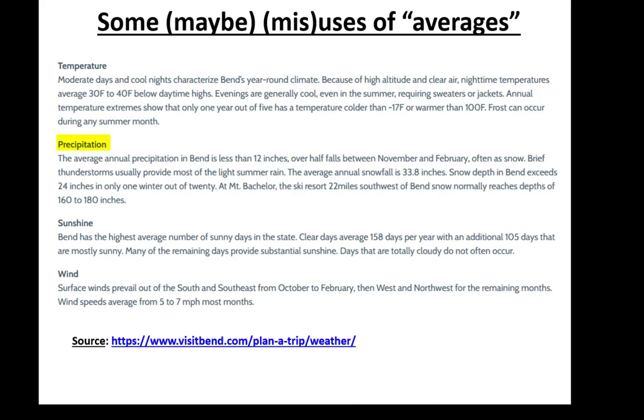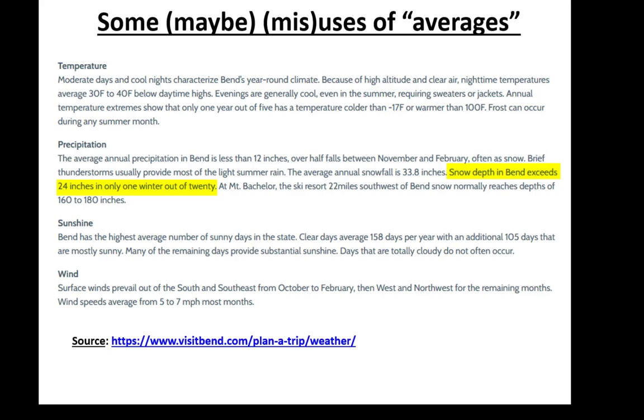Precip. This is one that I actually have spent a lot of time on. So it says the average annual snowfall is 33.8 inches. That's actually spot on. That really is. Snow depth in Bend exceeds 24 inches in only one winter out of 20.